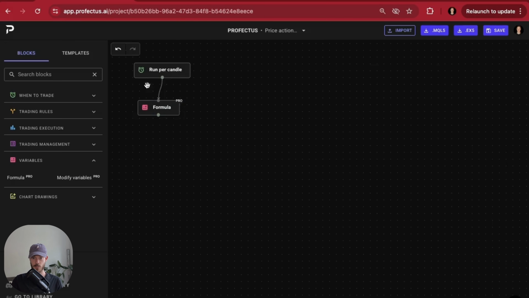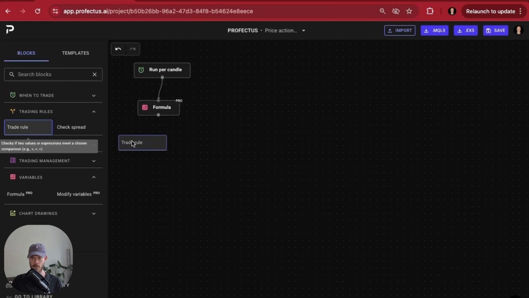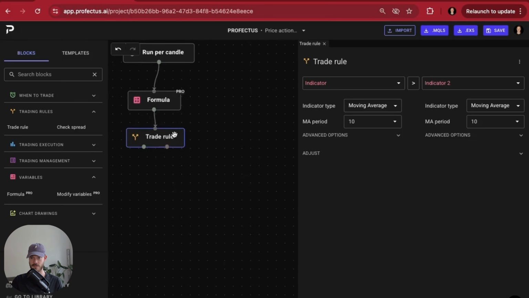Okay, close that one. Then what we do next is the trade rule block, one of the most used blocks we have on Profactus.